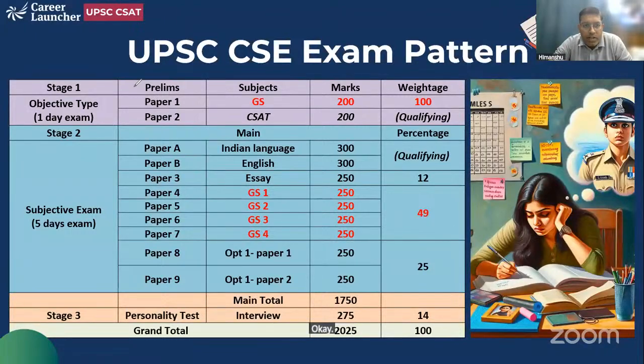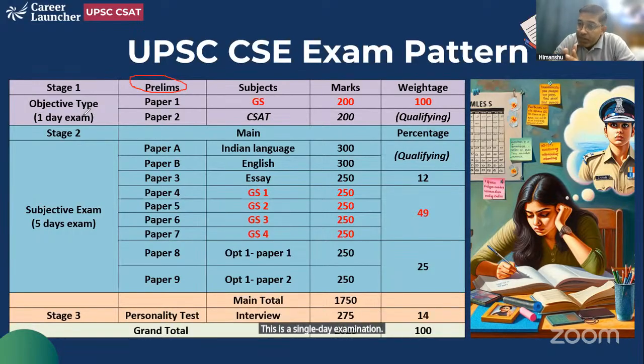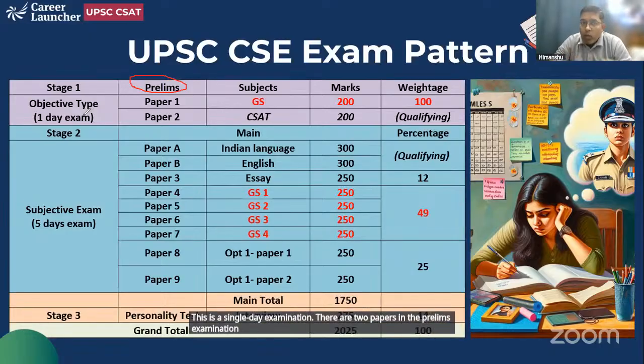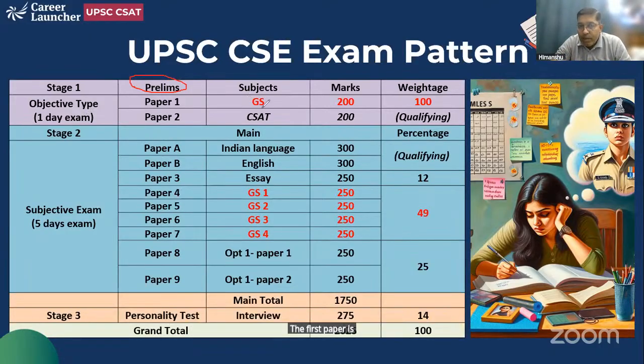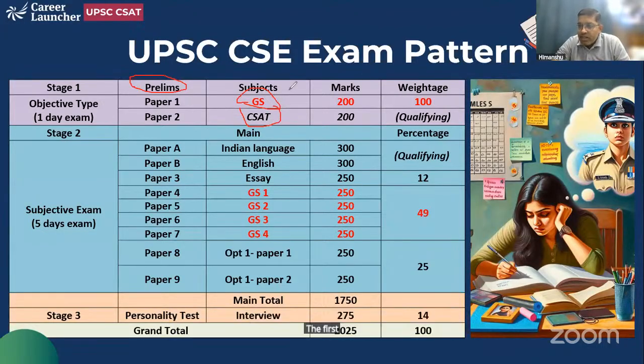Okay, so the first stage is prelims examination. Now, this prelims examination is an objective type stage. That means you have MCQs, you have a question and 4 options. This is a single day examination. There are 2 papers in the prelims examination. The first paper is called General Studies Paper 1. The second paper in UPSC language is called General Studies Paper 2, but in normal language, we call it CSAT, Civil Services Aptitude Test. The first paper, General Studies, comprises history, geography, polity, economy, and so on.